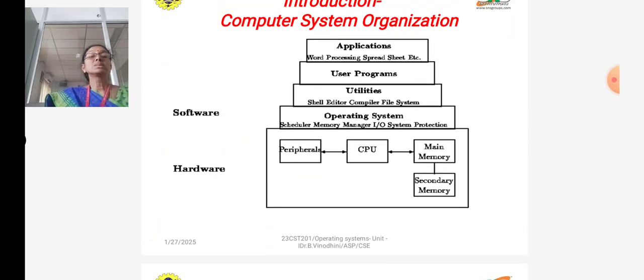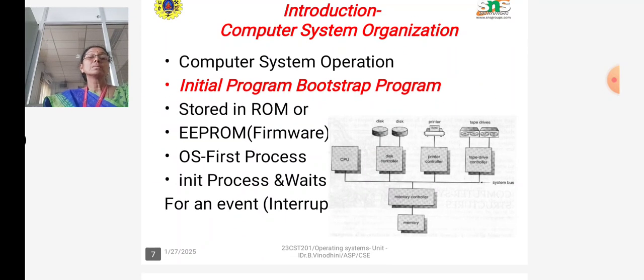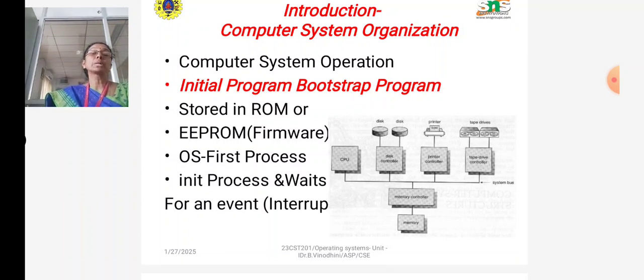I told you these are the four components of an operating system. Now, the computer system architecture: mainly we have software and hardware. In the hardware we have the peripherals, CPU, main memory, and secondary memory, which are the resources. In the software we have the operating system, user programs, and applications. Both the user programs and applications are run. For computer system operation, the initial program is the bootstrap program, stored in ROM or firmware. The OS first starts the init process and waits for an event or interrupt to occur.